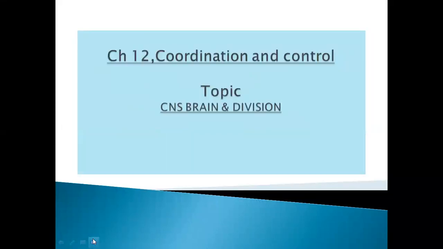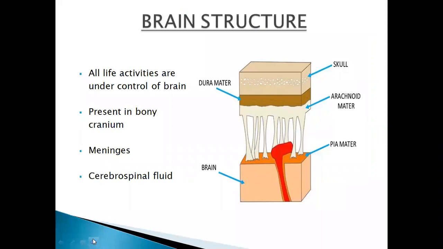It's your chapter number 12, coordination and control, and the topic that we are going to discuss is the central nervous system, brain and its division. Okay, let's start with the brain. That is the first part of the central nervous system, and the next part is the spinal cord. This is the first part of the central nervous system, the brain.